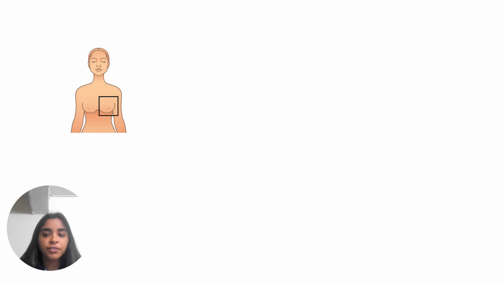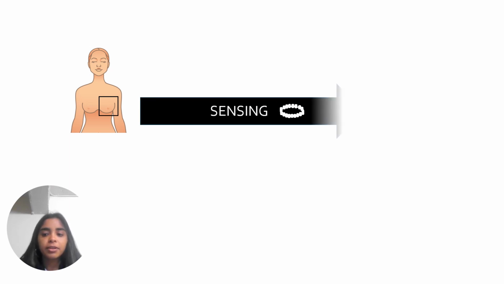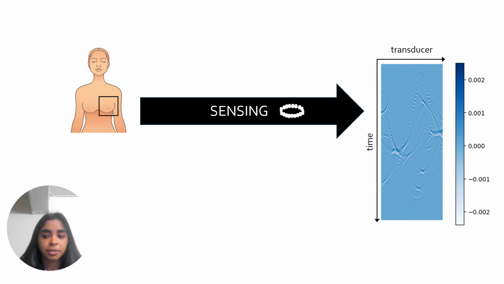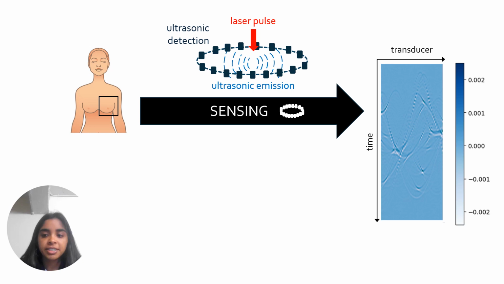In our work, we view the task of image reconstruction through the lens of inverse problems. Given an imaging target, such as a human breast, there is a physical sensing system that collects measurements. In PAT, measurements of acoustic pressure are collected over time per transducer. As a reminder, the sensing system consists of a transducer array to detect ultrasound signals emitted due to a laser pulse.